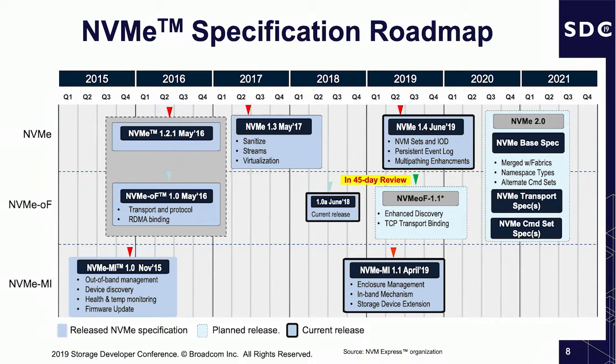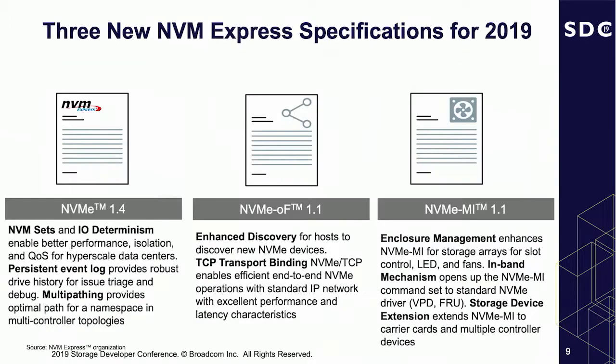Many speakers before me have gone through this, so I'm not going to spend a lot of time on that. And this is something that has come out this year, 2019, 1.4, and has got this IO determinism. If you're working in any kind of virtualization or even otherwise, that is really good, along with the latency, where you can have predictable latency. And then the fabrics and management side.